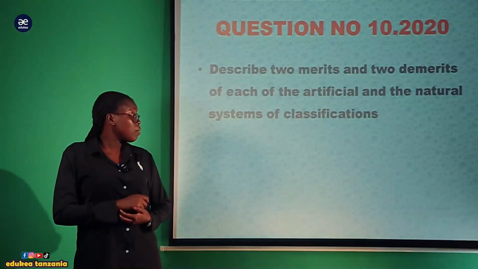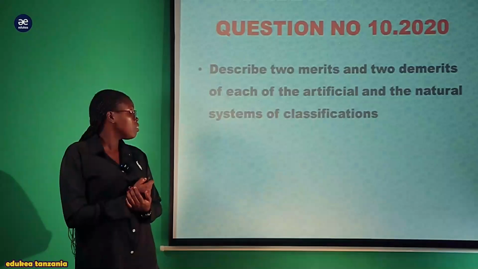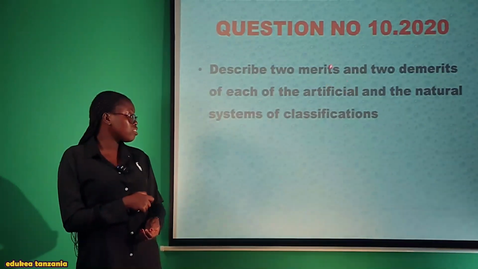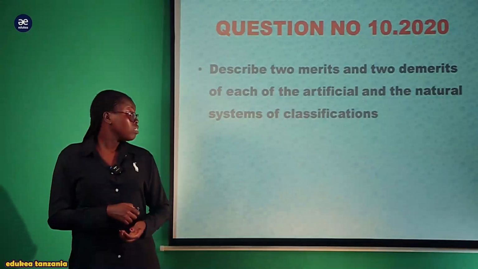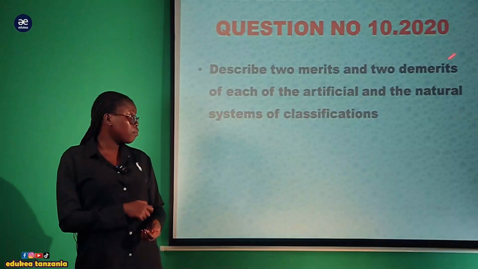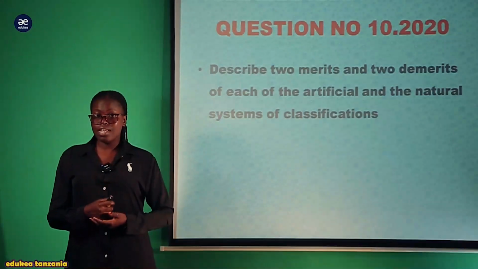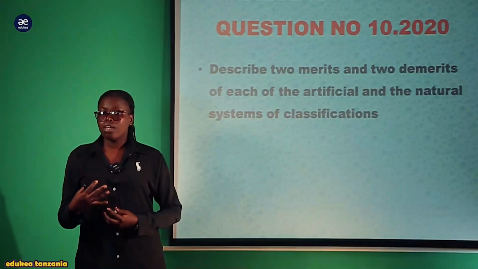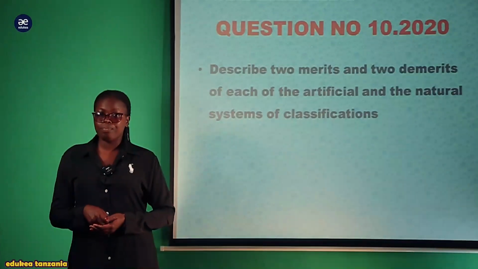The other question is question number 10 for the year 2020. The question is to describe 2 merits and 2 demerits of each of the artificial and natural system of classification. So in this question, we want to state the 2 merits and demerits of the artificial classification system, and the merits and 2 demerits of the natural classification system.